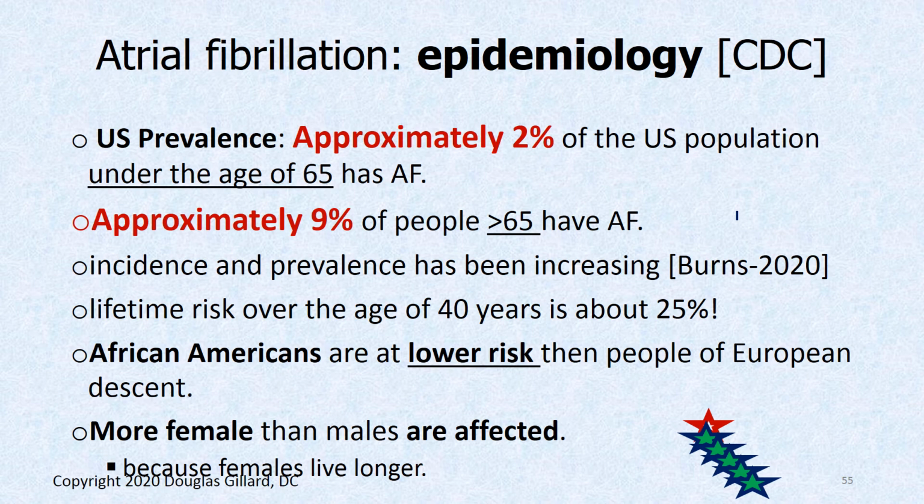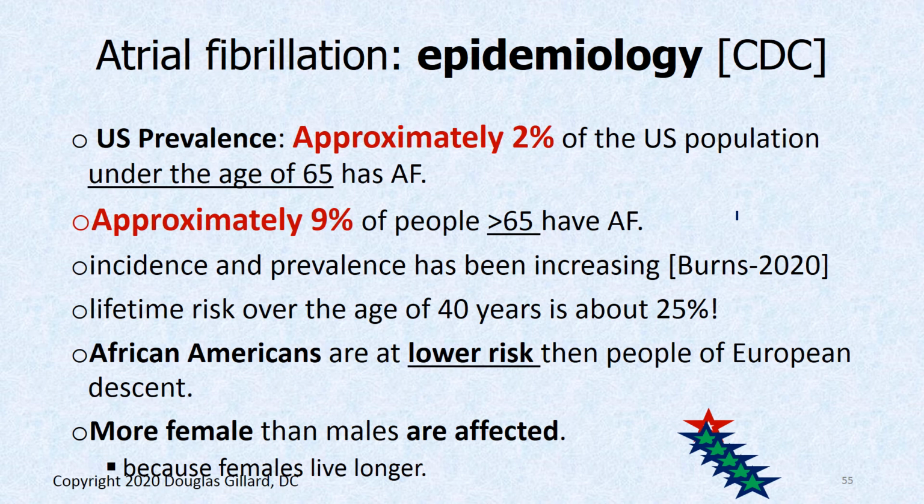The U.S. prevalence of atrial fib, and we see the commercials, right? You know it must be a huge prevalence. In the U.S. population under the age of 65, under 2%. How about over the age of 65? 9%. That's crazy, right? That's almost 10%. That's almost 1 out of 10 people over 65 having atrial fibrillation. That's insane. And the prevalence has been increasing.